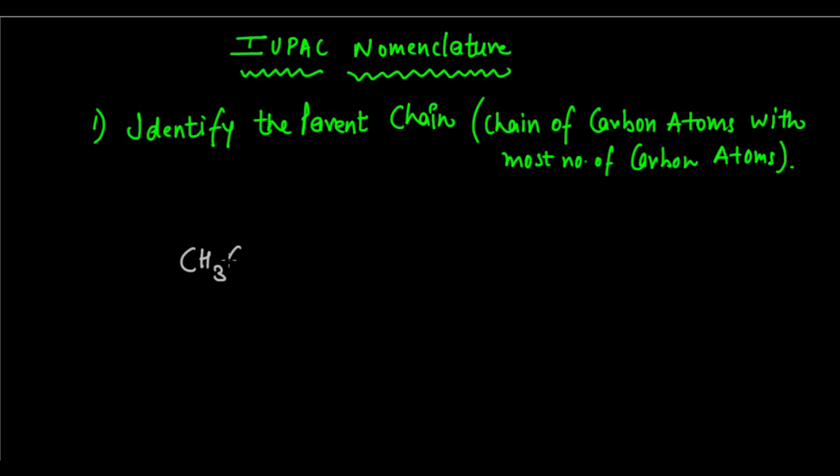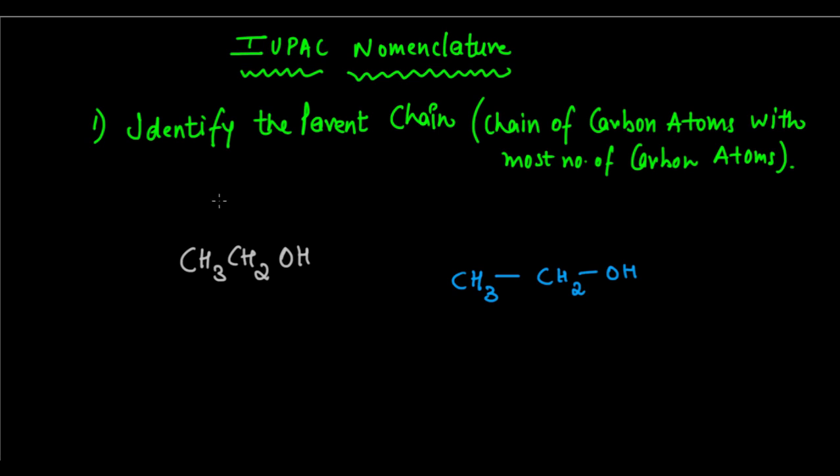Let me take the example of CH3CH2OH. So this is an alcohol with two carbon atoms. Let's draw the structural formula first. That's what you should do. You can draw it in a compressed form like this: CH3, CH2, OH. Instead of drawing all the hydrogen attachments and covalent bonds, you can draw it like this in a compressed form. So we're going to identify the parent chain.